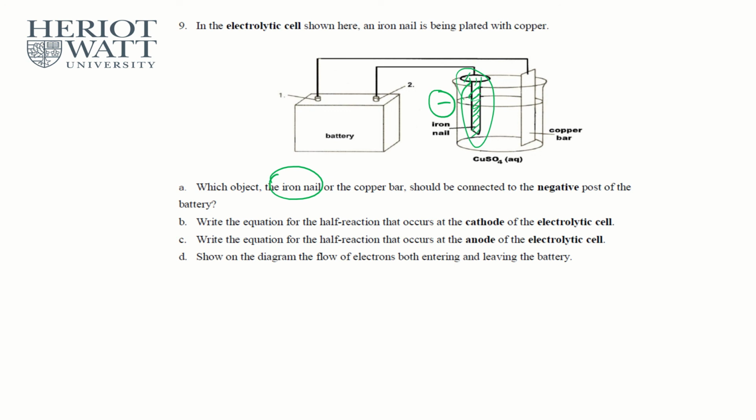Write the equations for the half reactions that occur at the cathode, which is negative, of the electrolytic cell. So at the negative or the cathode, what happened?